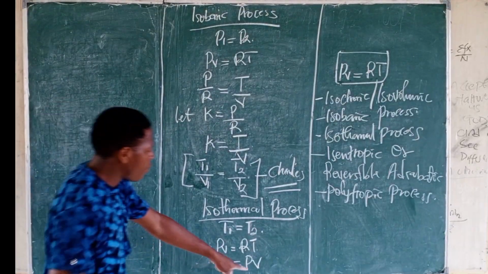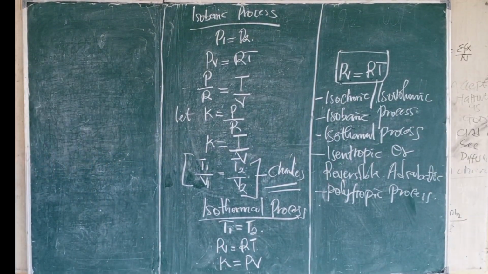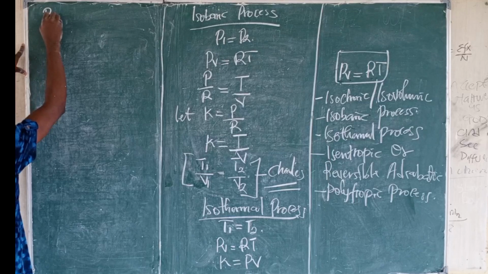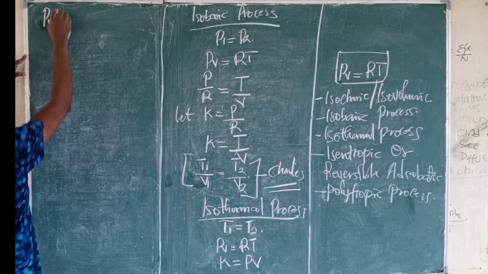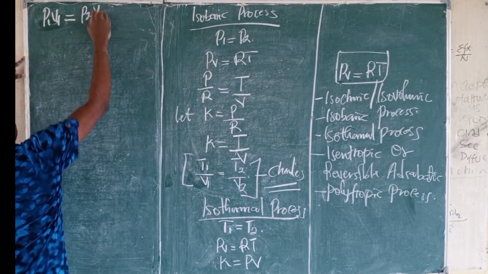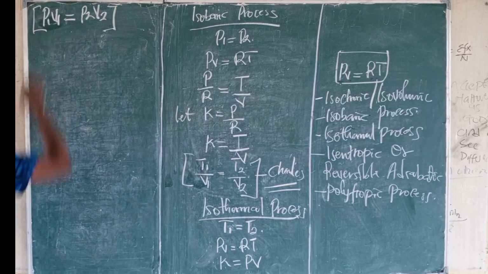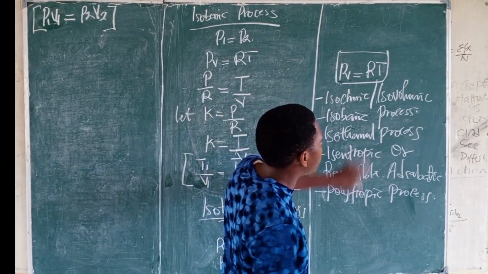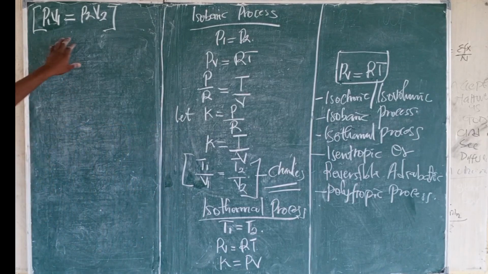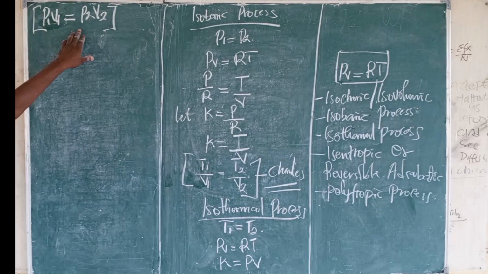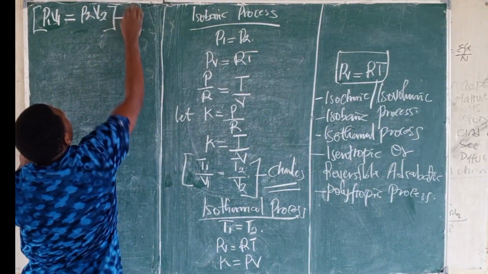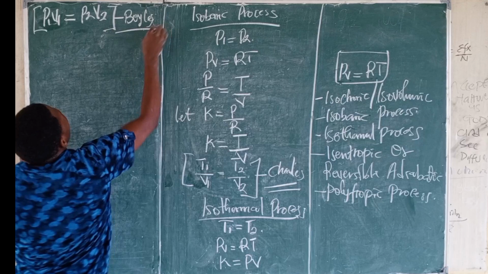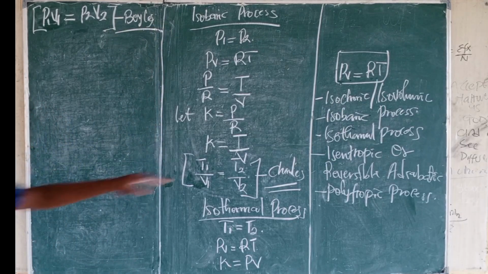To get the equation of state for this process, P1 V1 will be equal to P2 V2. So this is the equation of state for the isothermal process. Now what is this? From elementary chemistry, we know that P1 V1 equals P2 V2 is Boyle's law. So you can use the approach of Boyle's law to remember the equation of state for the isothermal process.